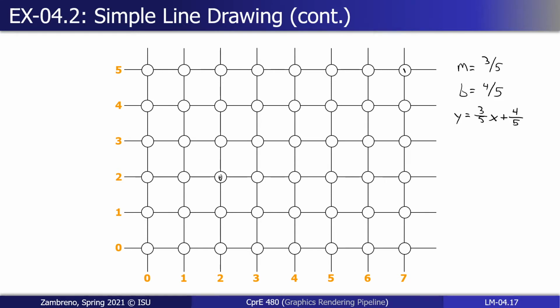So we plug 2 into that equation. We get 10/5, we get 2. Of course, that's our initial point. We plug in 3. So y of 3 is 3/5 times 3 plus 4/5, that's 13/5, that's 2 and 3/5. So we can't draw, at least by default, something at 2 and 3/5 on our display. Perhaps we round. 2 and 3/5 is closer to 3 than to 2, so we round that and get a value here.